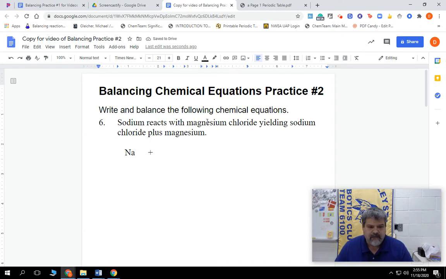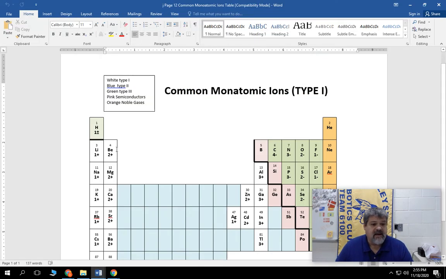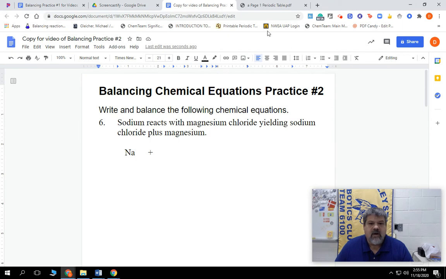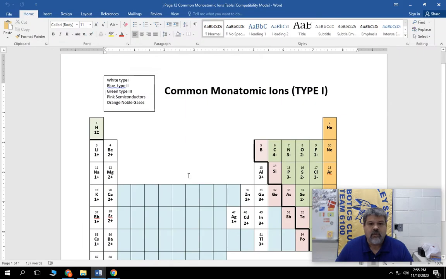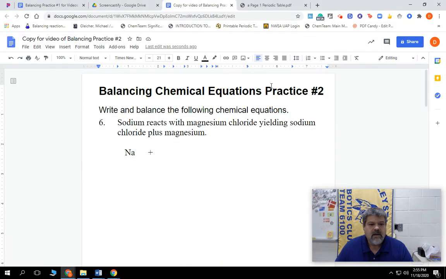Now magnesium chloride, this is a type 1, so we have to go ahead and look at our monoatomic sheet. We see magnesium is right here, so that's +2. And then our next element was chlorine, so we go back to that. We find chlorine over here, and it's a -1. So magnesium's a +2, chlorine's a -1. They don't cancel each other out, so we flip-flop them. So this becomes a 1, and this becomes a 2.